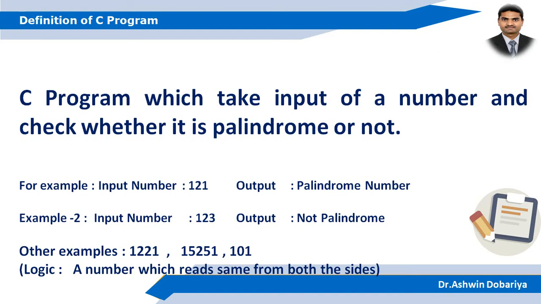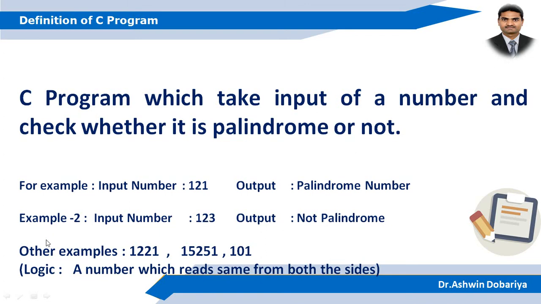For example, if your input number is 121, and you read the number from left to right, it is 121. If you read from right to left, then also 121. So in this case, this number is a palindrome number. But in the second example, if we input 123, reading left to right gives 123, but reading right to left gives 321. So both sides are not equal, and we can say this number is not a palindrome.